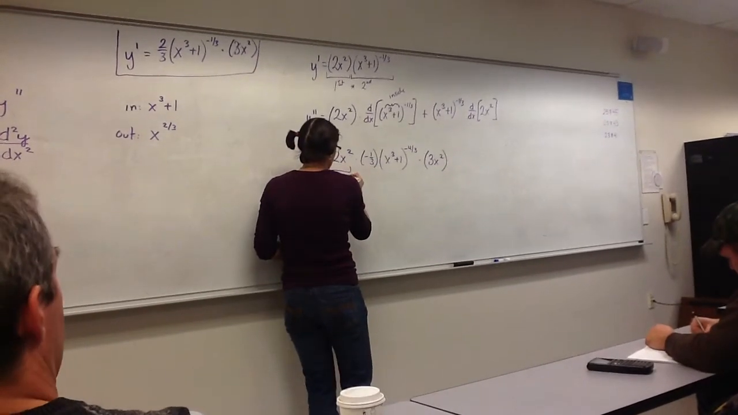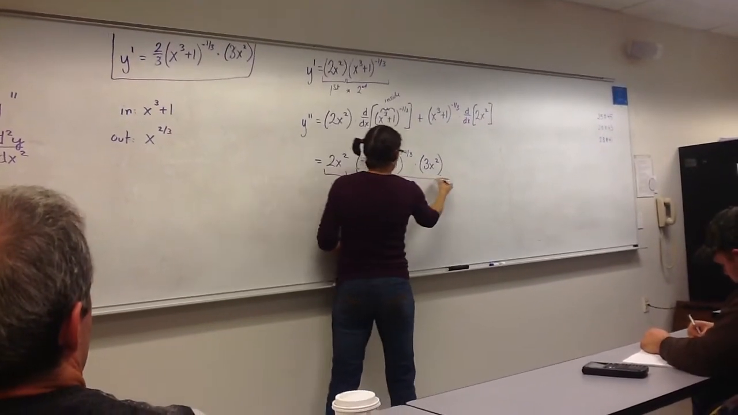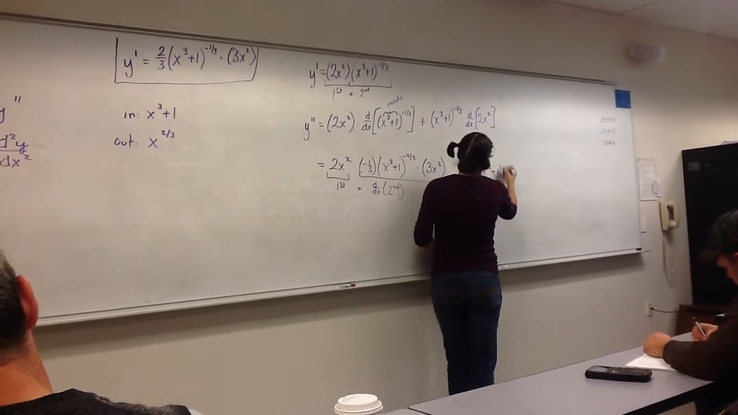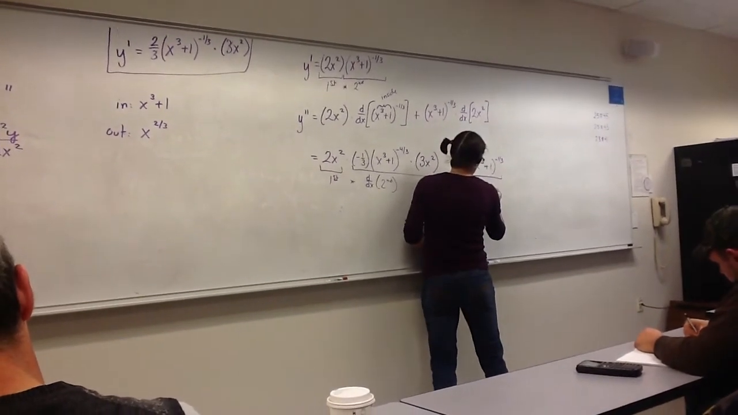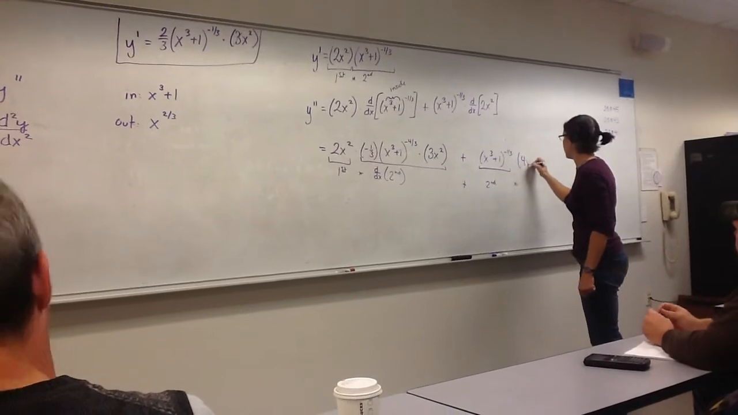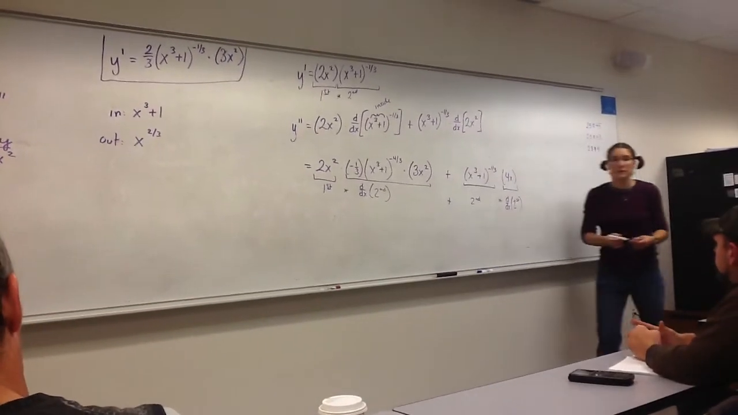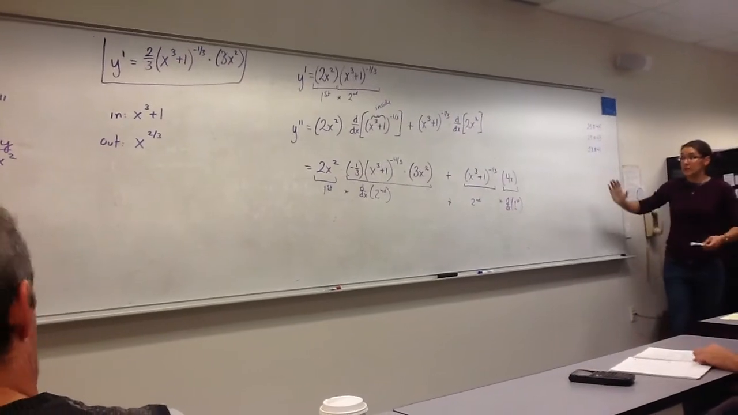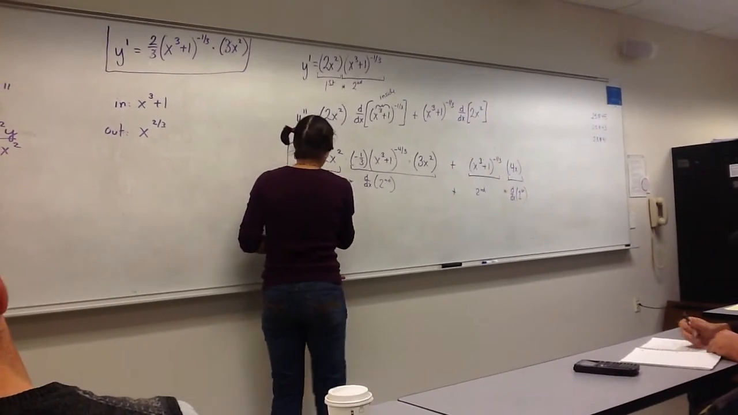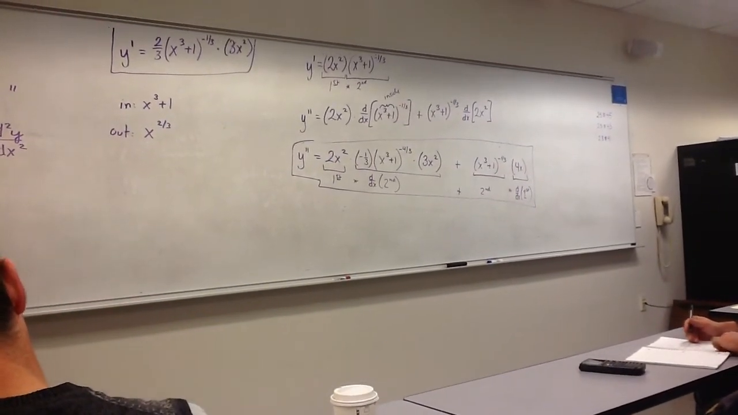So we've got our first times the derivative of the second, plus second, which is x cubed plus 1 raised to the negative 1/3, times the derivative of the first, and that's a nice easy derivative. Bring that 2 down and we have 4x. All right, so this is our y double prime. And I could simplify it, but I do not have to.